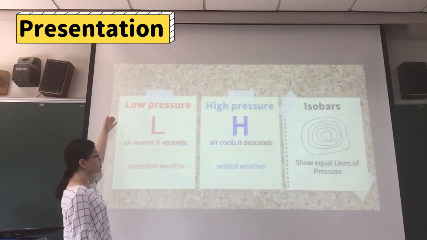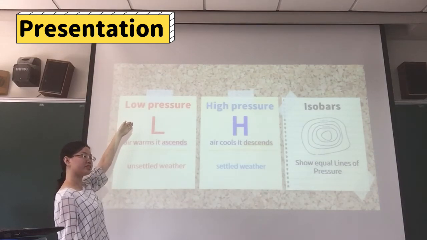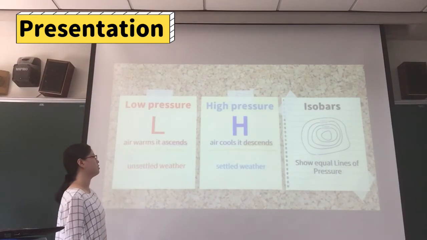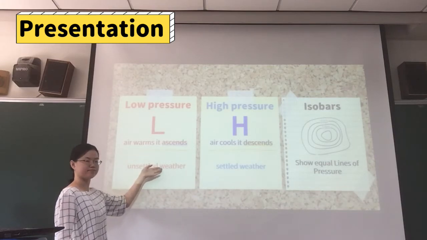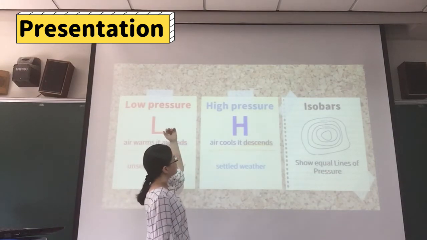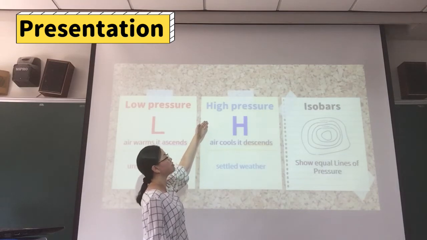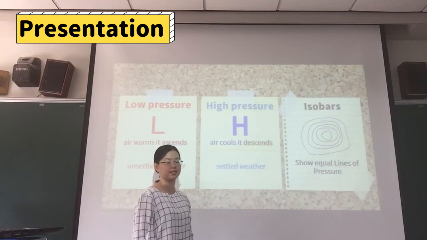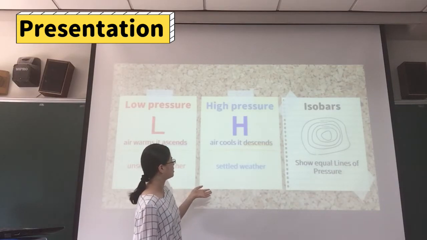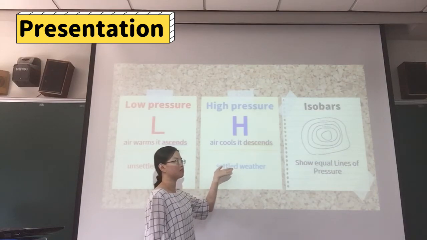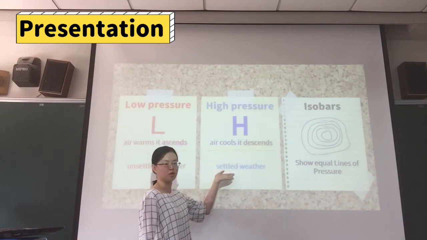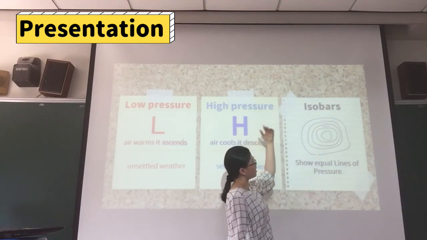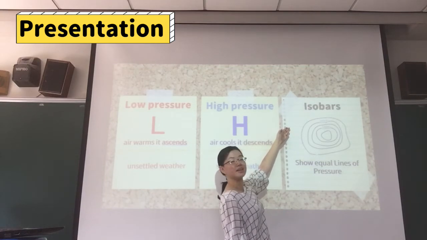Then is low pressure. Everyone says low pressure. This happens when the warm air ascends, and it brings unsettled weather. Next, high pressure. Everyone says high pressure. This happens when the heavy cold air sinks, and it brings settled weather. No front, no cloud. The last one is isobar. Everyone says isobar.